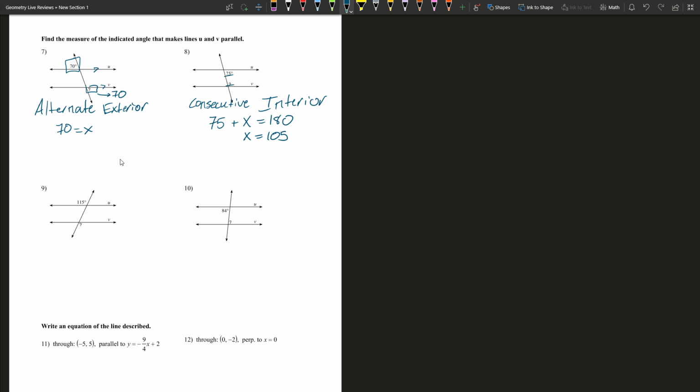Similar, 7 and 9 are basically the same thing. They're alternate exterior. And in order for these two lines to be parallel, these two angles have to be the same. So 115 will equal our unknown. And then kind of the same thing for number 10, except we were dealing with alternate interior angles. So again, those two things have to be the same.